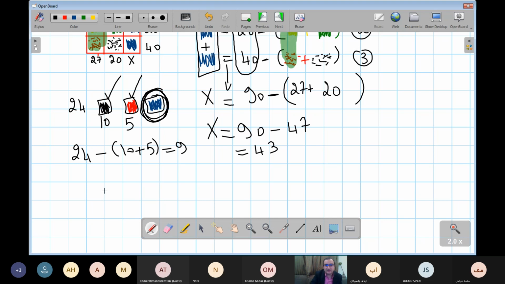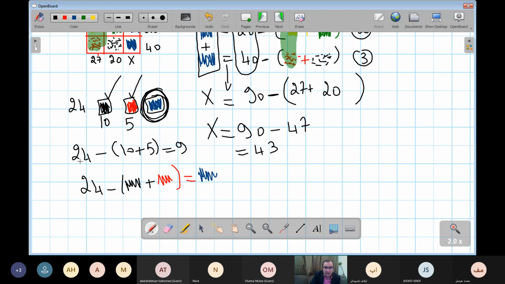So I write like this: 24 minus the black one plus what? The red one. It's going to be what? The blue one. This is the whole idea.